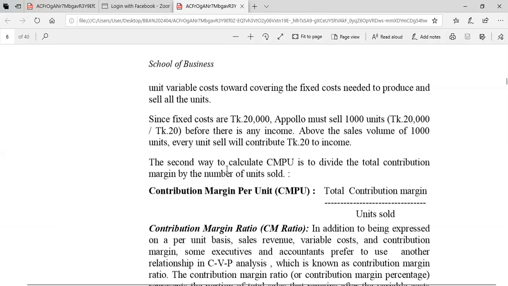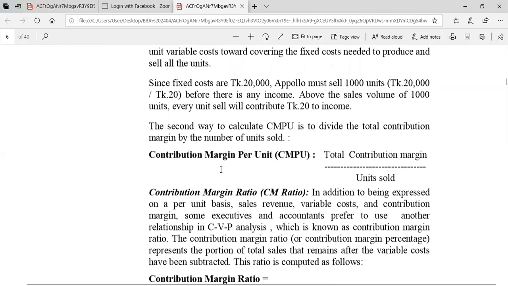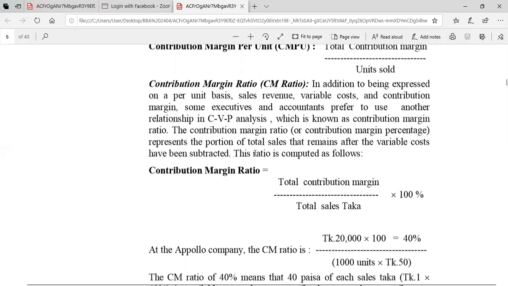Here we need the contribution margin per unit, or contribution margin ratios. It is very simple: total contribution margin divided by units sold. How do we calculate the contribution margin per unit? Another rule is total contribution margin divided by units sold, and then we get the contribution margin per unit. Then if we are analyzing CVP, we must need a contribution margin ratio. How do we calculate the contribution margin ratio? The rule is total contribution margin divided by total sales in taka, multiplied by 100.